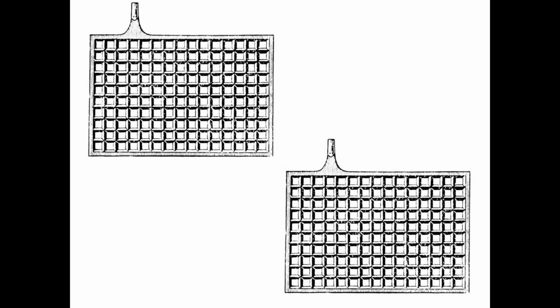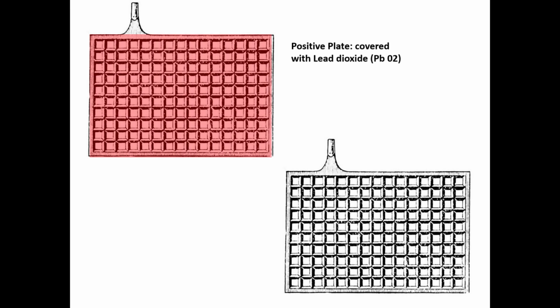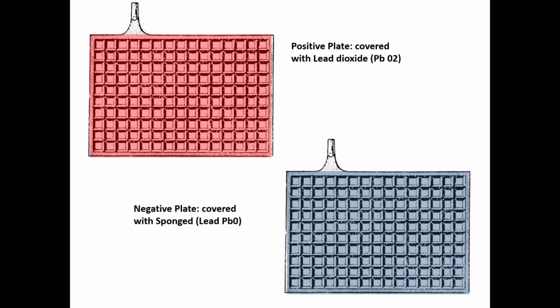We're going to change their characteristic and make them dissimilar by pasting them. So the positive plate gets pasted with lead dioxide, while the negative plate is pasted with a porous sponge lead. This makes them different, or in other words, dissimilar.